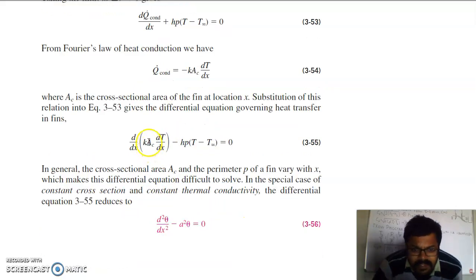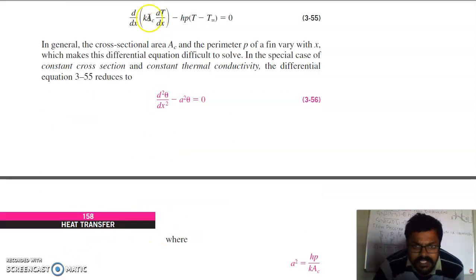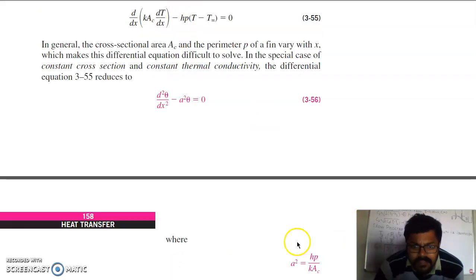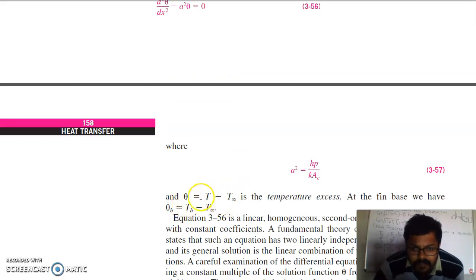In the normal case, the area of cross-section of the fin will vary and perimeter will also vary, so it is difficult to solve the differential equation. So in the special case with constant area, means Ac is constant, thermal conductivity is constant, we can replace this differential equation with this equation here. You can take this k Ac out of this differential and divide both sides by k Ac. This term hp by k Ac you can replace with a squared here, and this T minus T infinity you can replace with theta, where theta is the temperature excess, which is T minus T infinity.